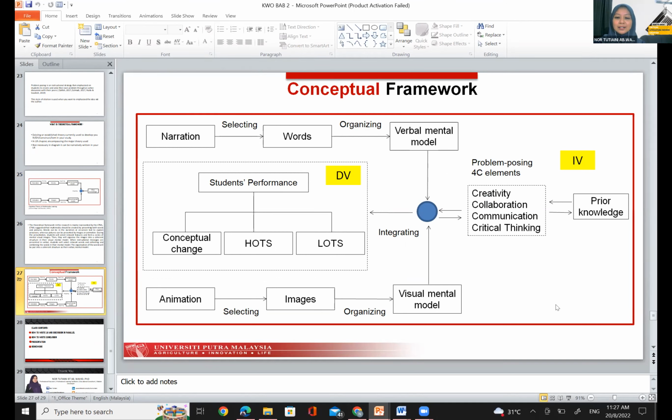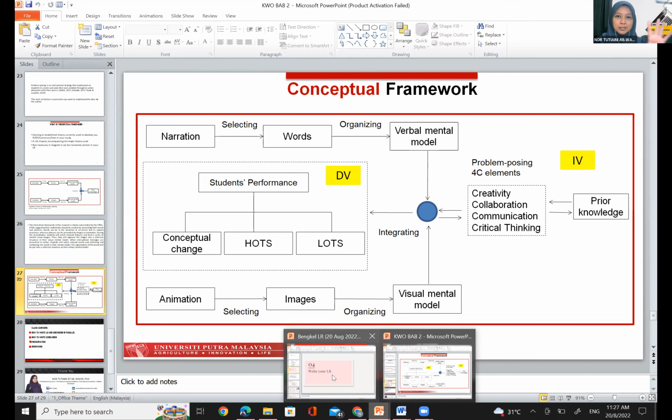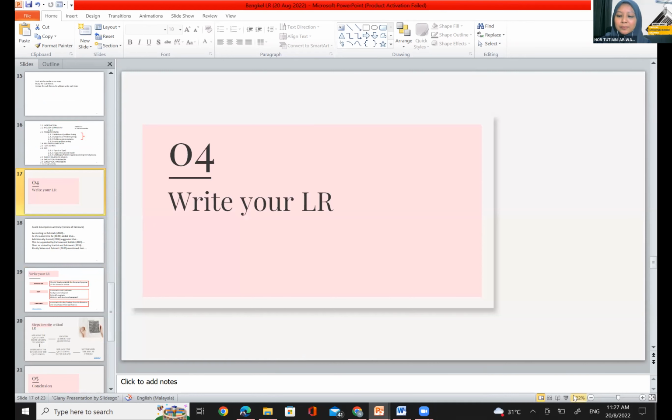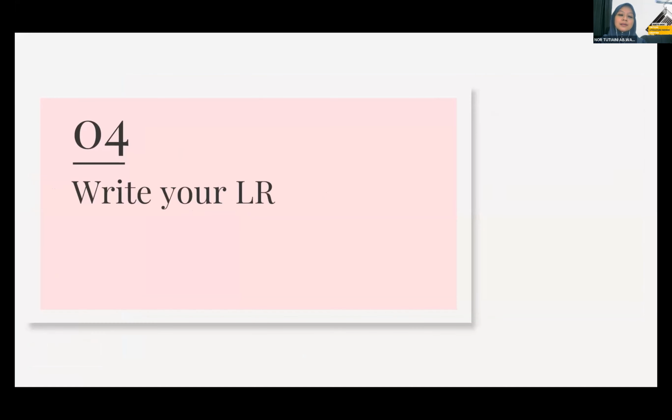Okay, alright, be patient. So this is the gist of today's workshop: how to write your LR. This is where sometimes we feel we are okay writing the LR, reviewing the studies, but when it comes to the reader, they feel it is not critical enough. They say please write critically, but the worst part is they don't say how to write critically. They just comment, oh it's not critical enough. How to write critically? No comment.